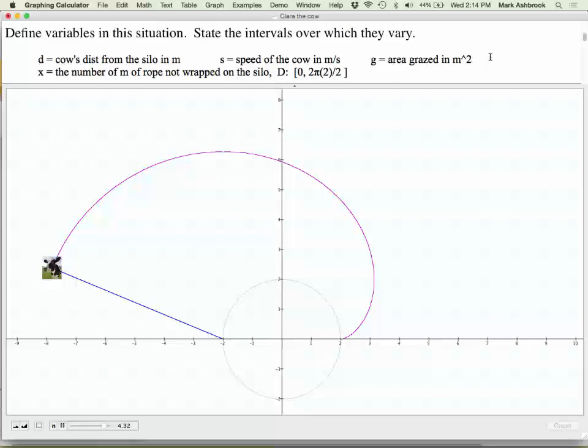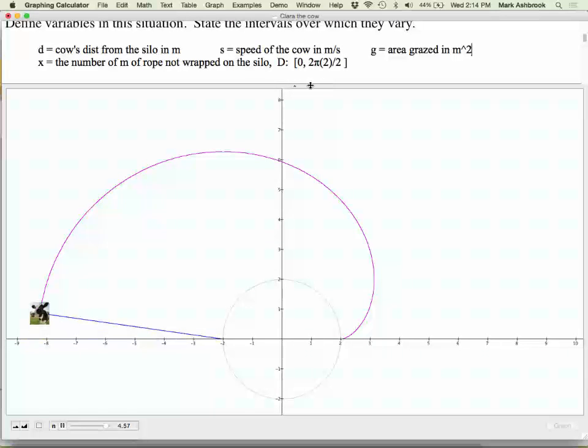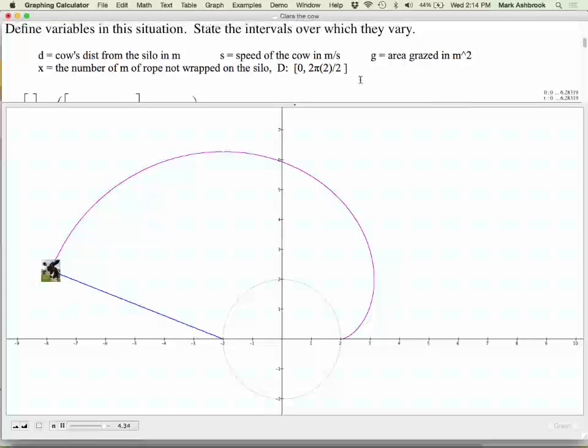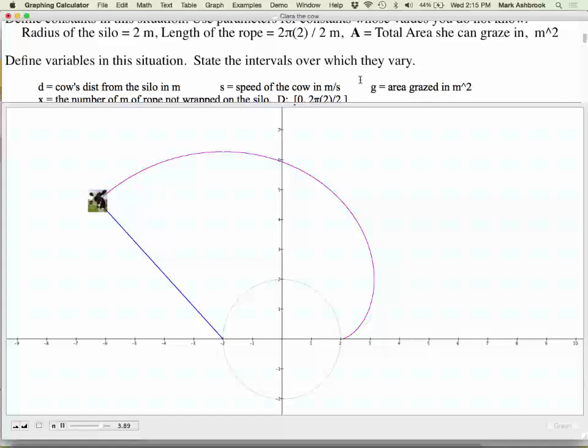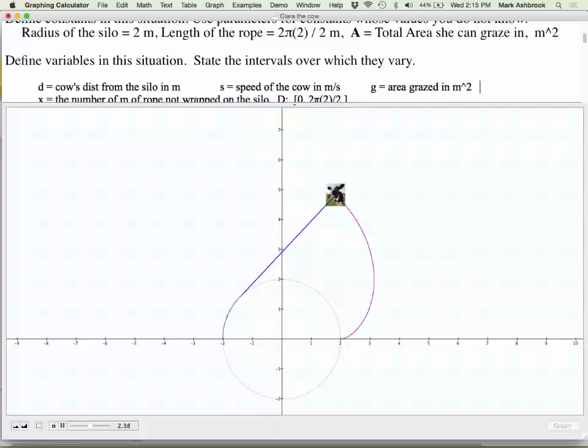Okay, what's the domain of G? This variable G, the area grazed, what's its domain? Work it out with the person next to you. What is the domain for area grazed in meters squared? What are all possible values that G could take on? Go.